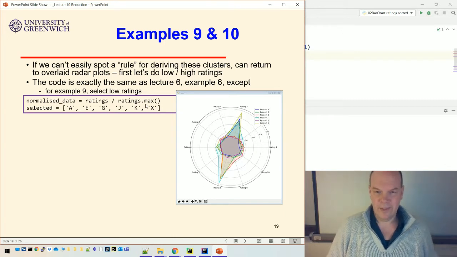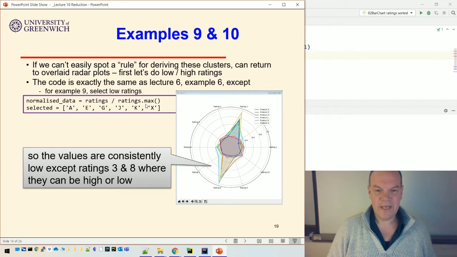We knew this cluster had low rated products, but you can see the ratings for all these products are consistently low, except for rating 3 and rating 8, where they can be low or high. So some of those ratings are low, nearer to the center, and some of them are very high. So whatever is determining this cluster, ratings 1 up to 10 are consistent, except for 3 and 8, where it doesn't seem to make any difference. It doesn't matter what those ratings are; the product still gets put in that cluster.